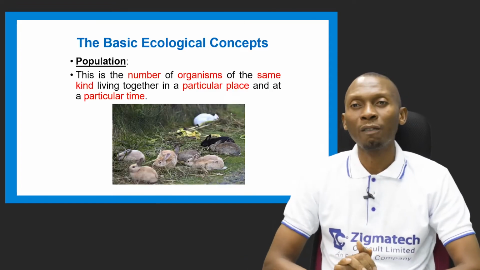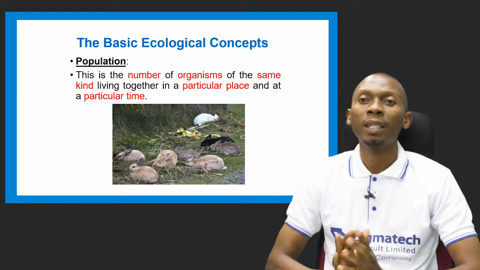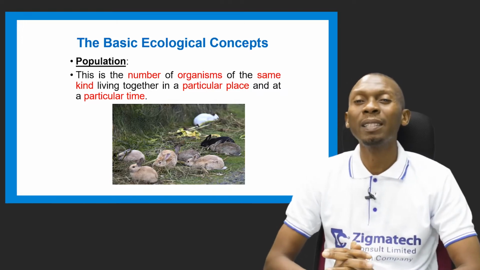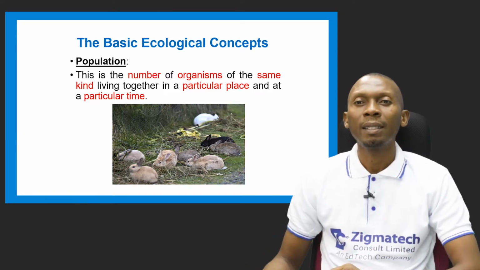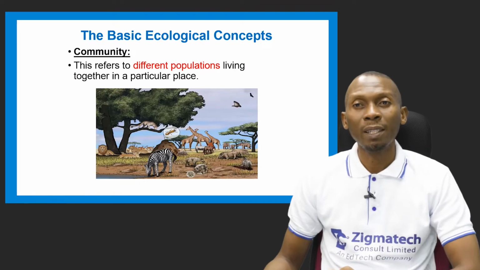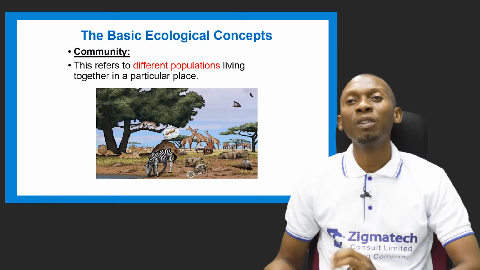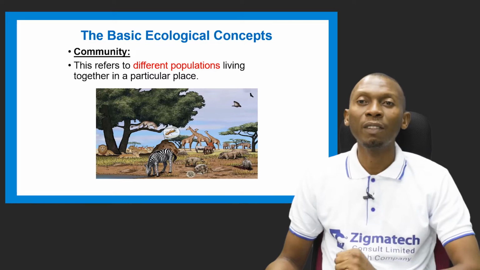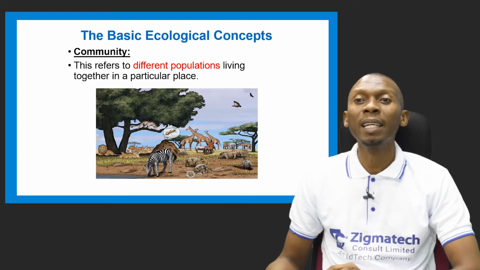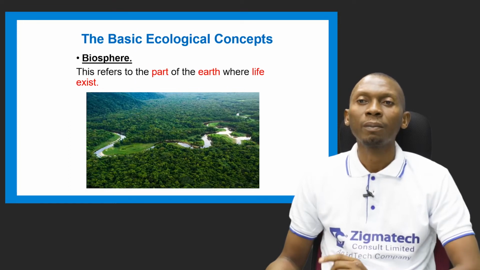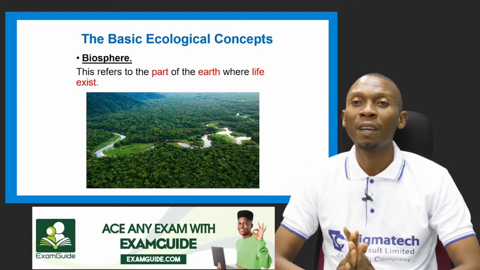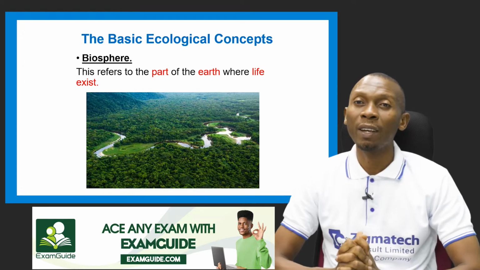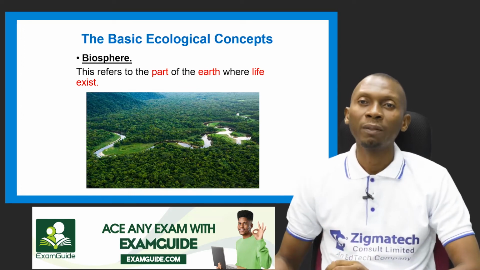Now, we're going to look at the meaning of population. What is population? Now, this is the number of organisms of the same kind that are living together in a particular place and at a particular time. We also have community. What is community? Now, the community refers to different populations living together in a particular place, different populations of living organisms living together in a particular place. While biosphere refers to the part of the earth where life exists. So any part of the earth where life exists is called the biosphere.